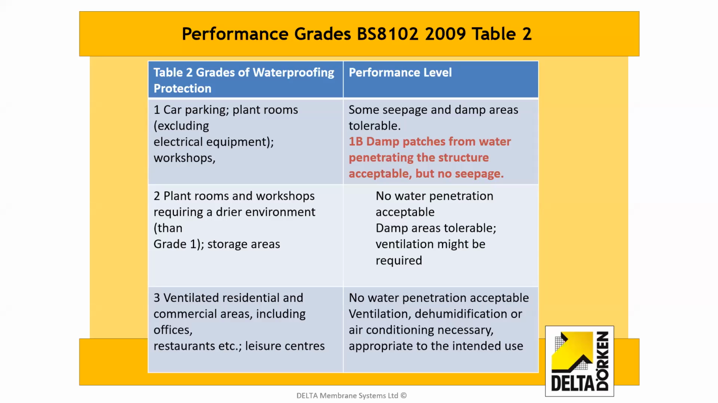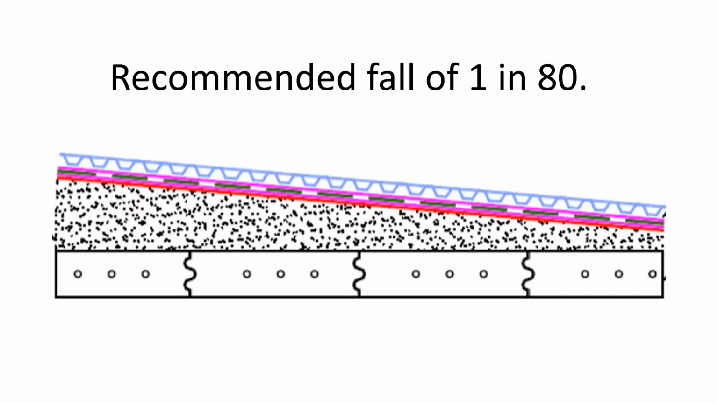But nevertheless, without trying to rubbish the inclusion of grade 1B, it does point at an attempt to crack down, if you like, on these grades of environment, and just to see what all the possibilities can be. So those are the grades of environment. It recommends on podium decks and buried roofs a fall of 1 in 80.